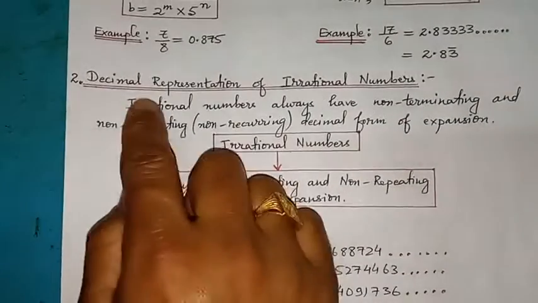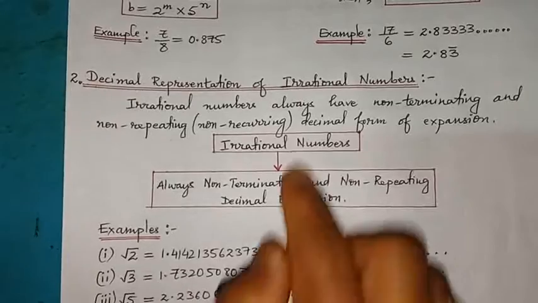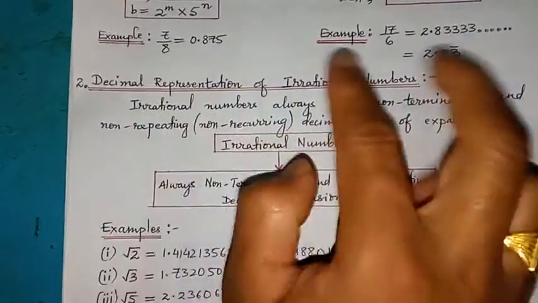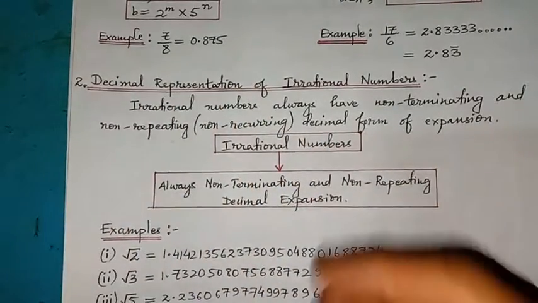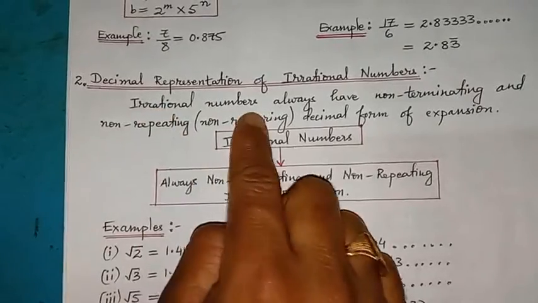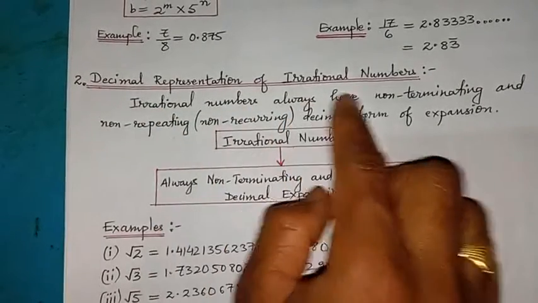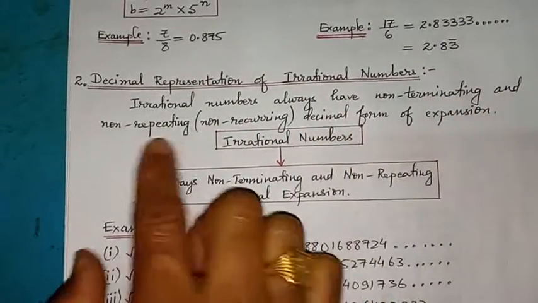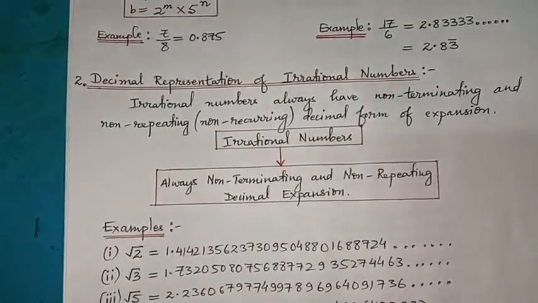Here in this topic we want to see, if I give you irrational numbers like root 2, root 3, root 5, pi, what kind of decimal form they have. If you write them in decimal form, what kind of decimal representation do they have? Please see, irrational numbers always, see this word always, have a non-terminating, that means it will never end, and non-repeating, it will not repeat also, that is non-recurring decimal expansion.